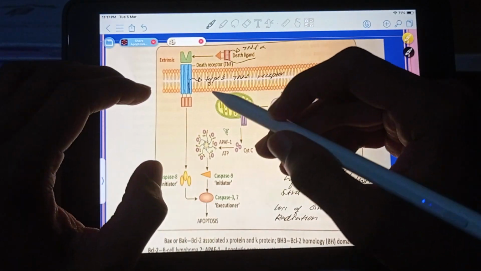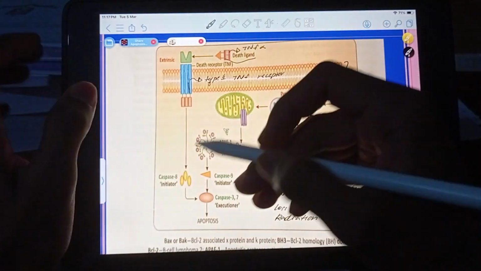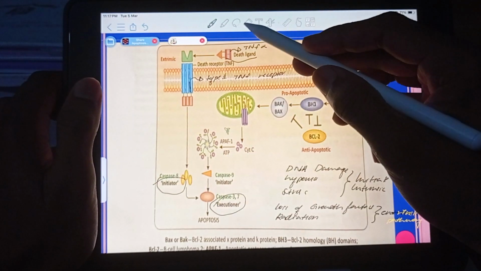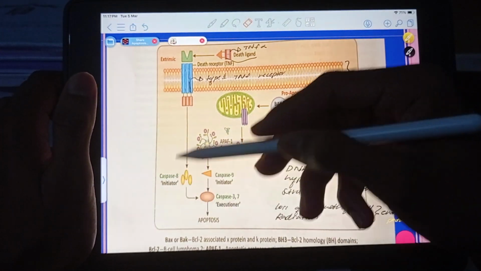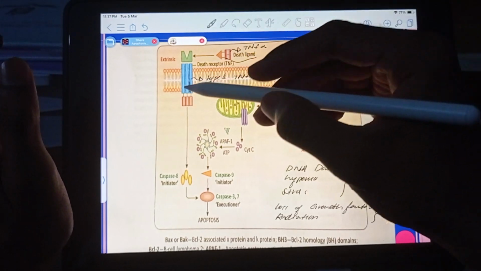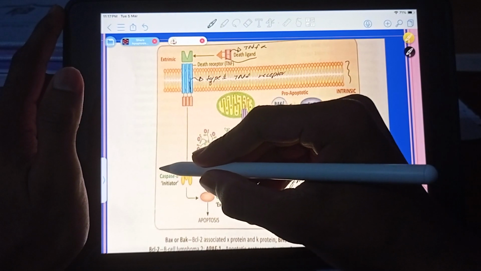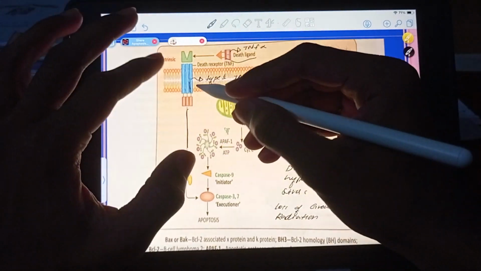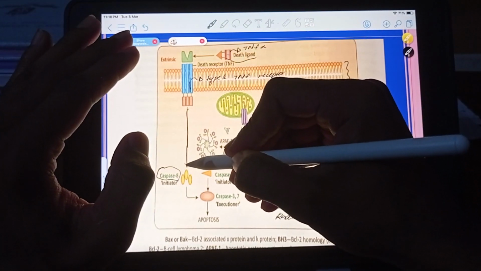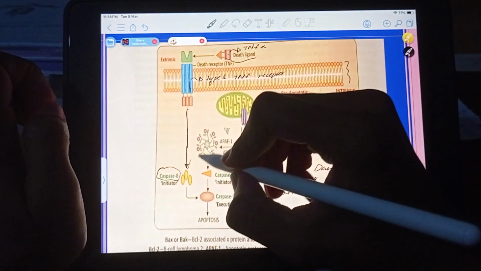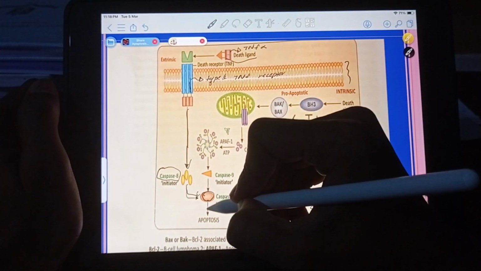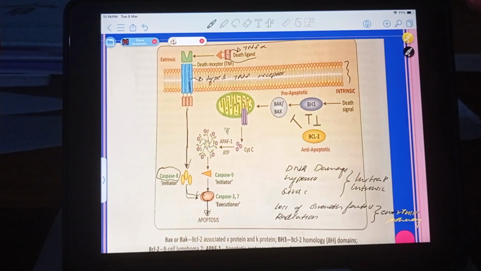The caspase is of two types: initiator caspase and executional caspase. First of all, the initiator caspase will activate. The initiator caspase is caspase 8. So after this binding, caspase 8 will get activated, and after caspase 8, caspase 3 will get activated, then apoptosis will occur. This is the basic thing that you have to understand.